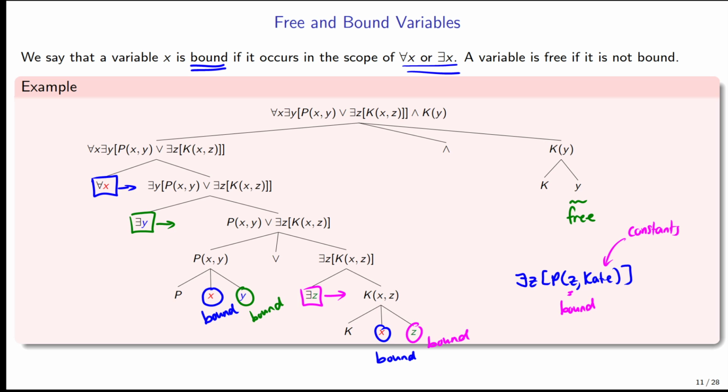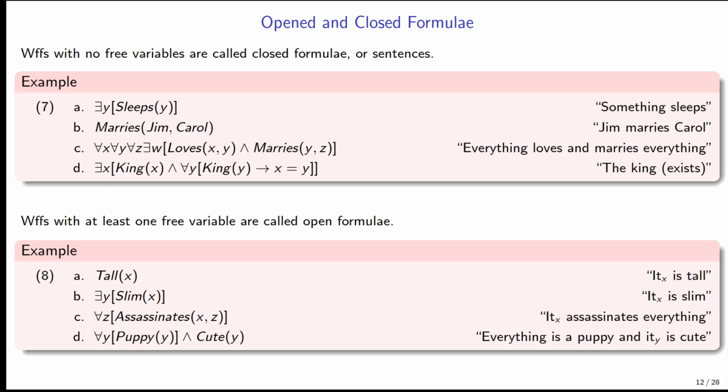Okay, so that's free and bound variables. The last thing to talk about are open and closed formulas. A formula is called closed if there's no free variables. Basically, this means there's no variables at all, or all the variables are bound.